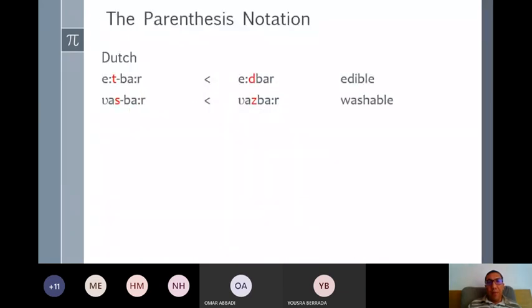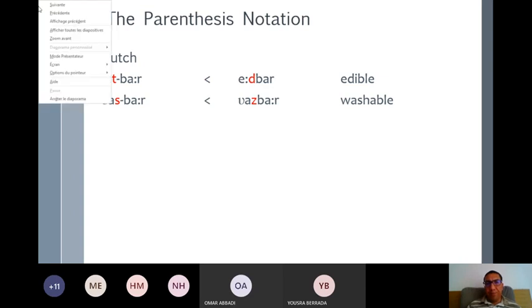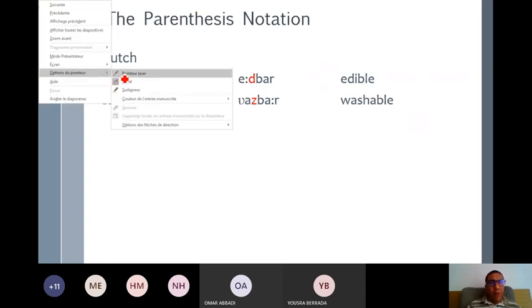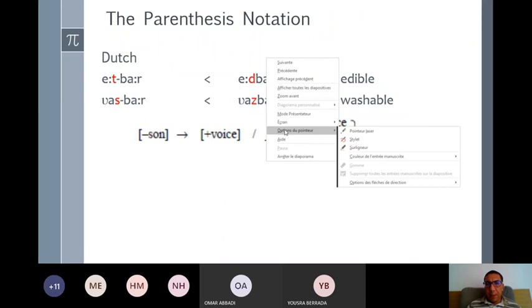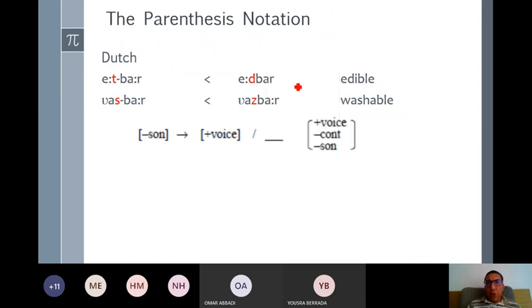We move on now to the parenthesis notation. Remember, I'm not sure if we have seen this example from Dutch. Dutch has a regressive voicing assimilation. What we mean by regressive is that the rule applies from right to left.